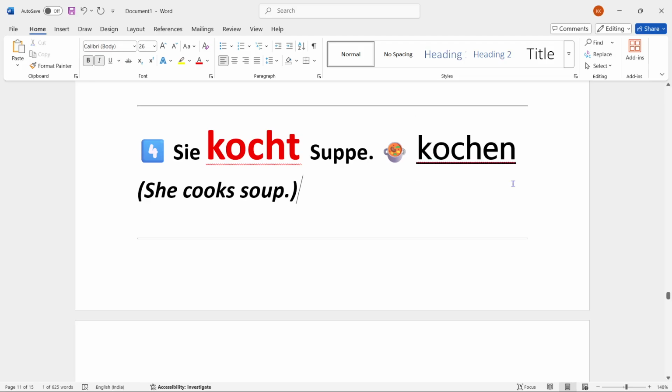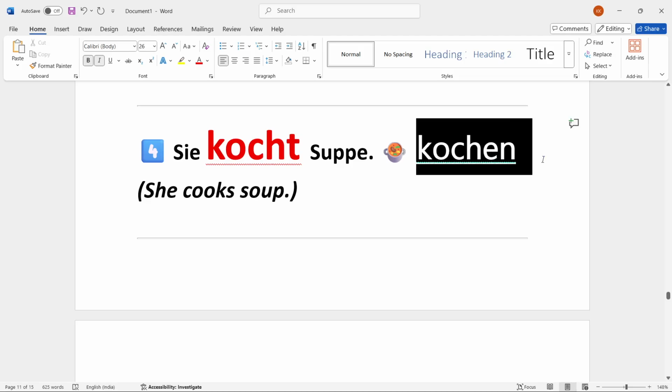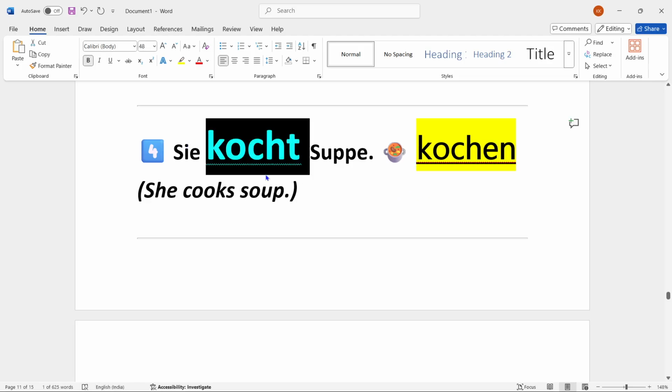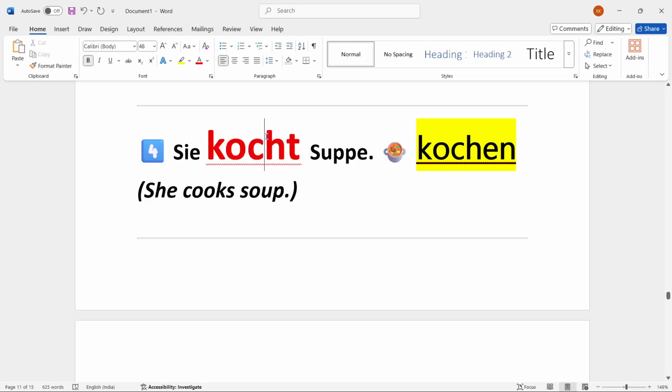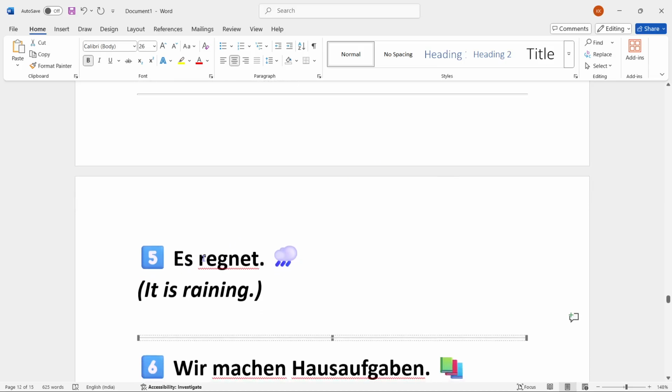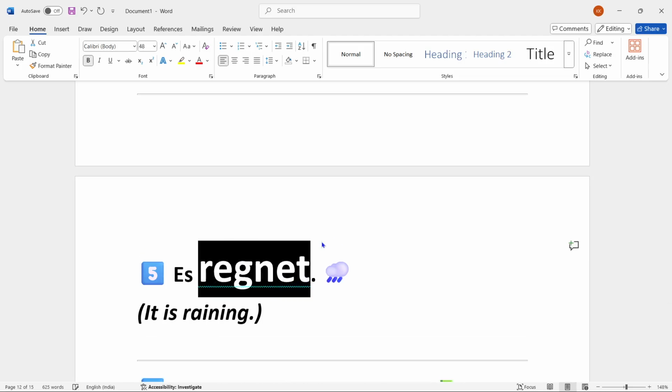Kochen, okay? Sie kocht Suppe. Here's a conjugated verb. We need to conjugate with the personal pronoun. So here I conjugated this verb, but the verb is kochen. Kochen means to cook. She cooks soup. Next another verb, regnet. Es regnet. It's raining, na?